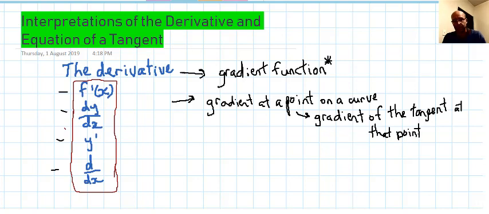Now, I've just mentioned tangent there. That's why we need the equation of the tangent, because the tangent is very significant, and that will segue us to the second phase of the video in a few minutes' time.